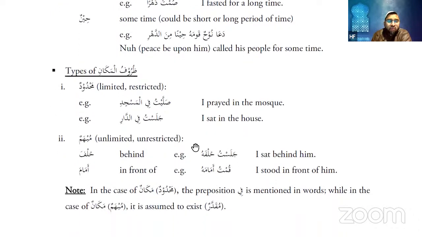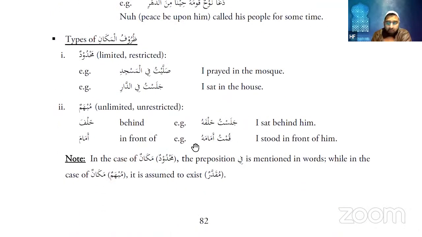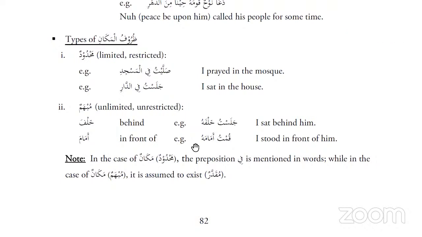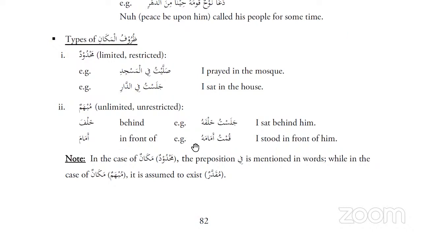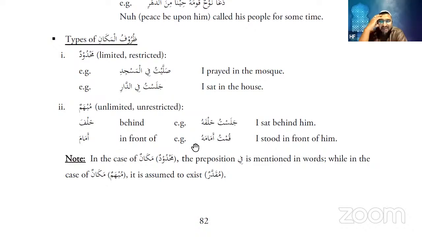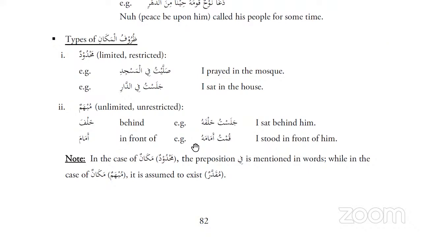Now, then we go to the zarf al-makan, the place itself. Mahdudun, that is the limited or restricted. Example, sallaytu fil masjidi. I prayed in the mosque. I do every day. May Allah increase your life and give you a prosperous and healthy life as well. Ameen. Jalastu fid dari. I sat in the house.